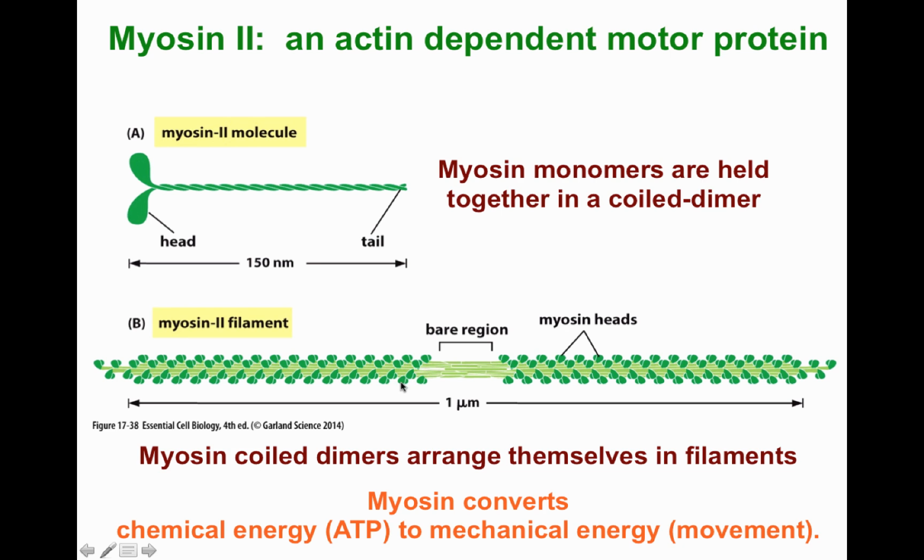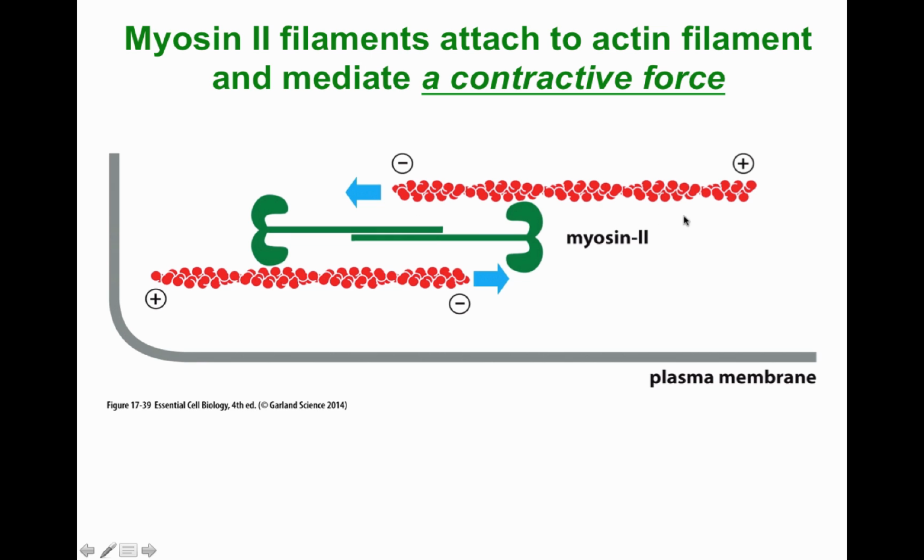Now, myosin is going to convert the chemical energy of ATP to mechanical energy in contraction. So when we think about a myosin monomer, the Myosin II filament is going to attach itself to an actin filament and mediate a contractile force. The myosin heads have a polarity. They like to move to the plus end of the actin filament, and therefore, when they bind to independent actin filaments, the myosins are going to move one towards the positive end and the other one towards the positive end. That is going to result in the movement of the filaments toward one another, shortening the distance between them.